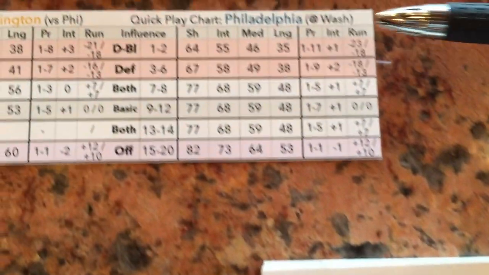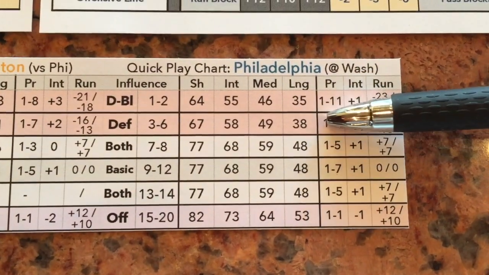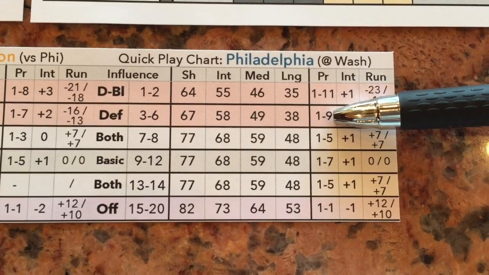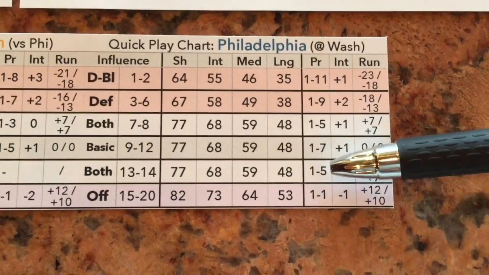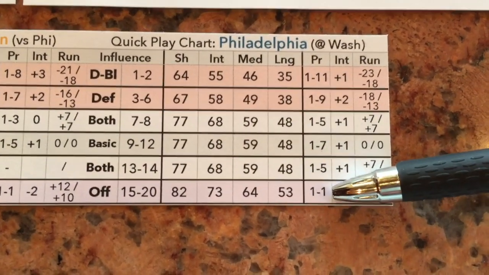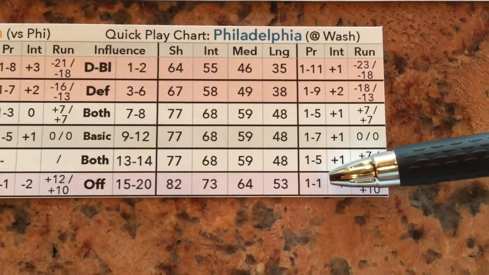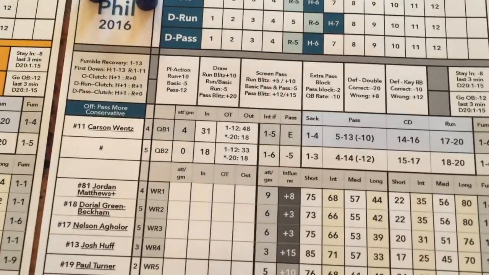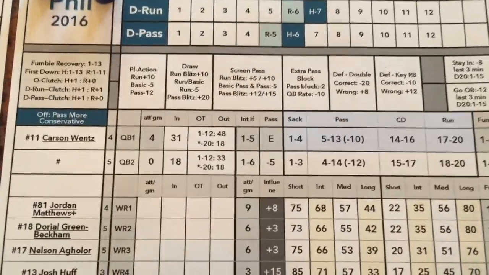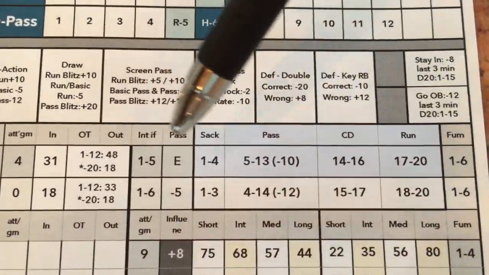So coming back over to here, the result is a 4. If it was a defense, a 1 to 9, it means they get pressure. Even if it was basic or both, it would be pressure. Only if the offense had influence, there'd be no pressure. If there is pressure, you come to the quarterback row, and for Carson Wentz and for all the quarterbacks, they have this section up here.